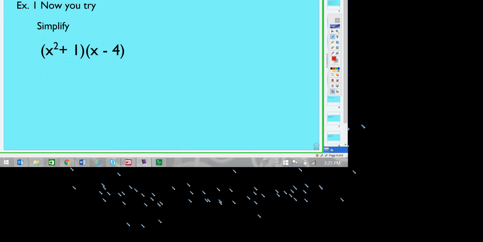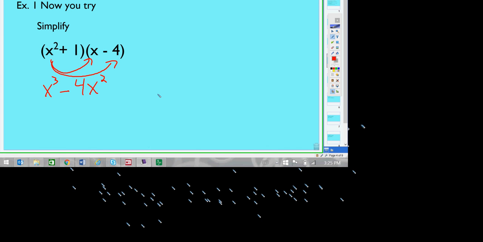Now the next one, you're going to try to do that one. And as you look at that, you can pause it and then I'll give the answer. Okay, so you have x squared times x, and then x squared times 4. So x to the third power minus 4x squared.